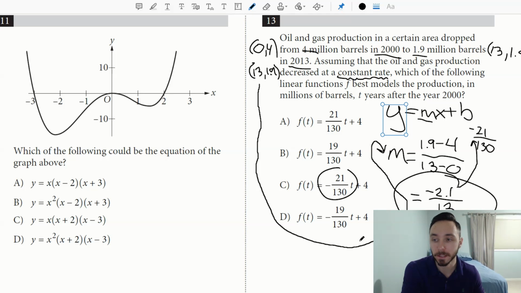Y is equal to mx plus b. My slope here is negative 21 over 130. And that's just choice C. Just checking with my key there. Although I didn't do these, I do have a key. So cheating a little bit.